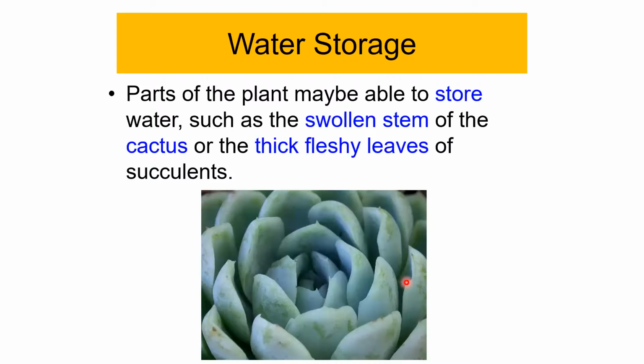Then water storage. Parts of these plants may be able to store water, such as the swollen stem of the cactus or the thick fleshy leaves of succulents. So they have these fleshy stems because they would definitely be storing more water.